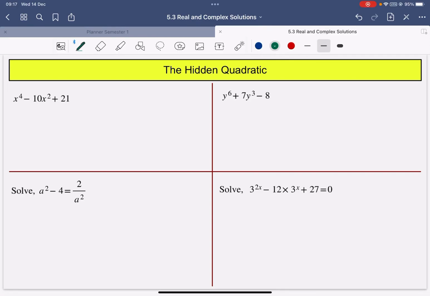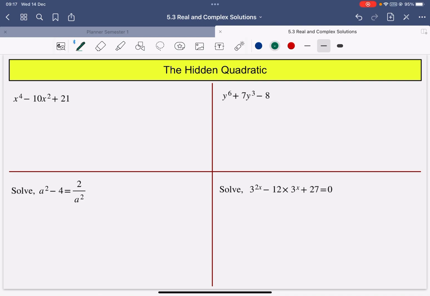The second lesson, or the second part of the lesson, on real and complex solutions: the hidden quadratic. Because I'm telling you this is a hidden quadratic, you're looking for the quadratic in all of these four. We're going to factorize or solve these depending on what's required. So you can pause the video and try it yourself, but I will just show you where they are if you need a hint.